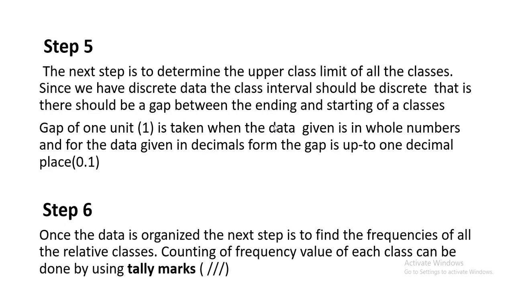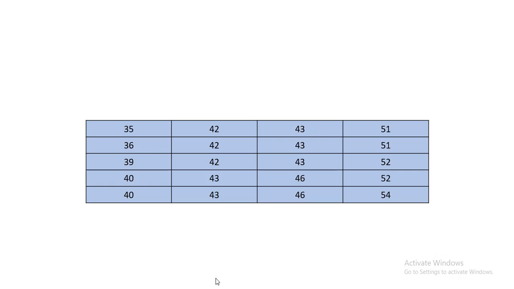Step 6. Once the data is organized, the next step is to find the frequency of all the relevant classes. Counting of frequencies can be done by using tally marks. So these are basically the tally marks. You can use them to calculate the frequencies, or if you're comfortable doing it directly, it is up to you. You can use the tally marks, or if you don't want to, that is completely fine. So this is an example.